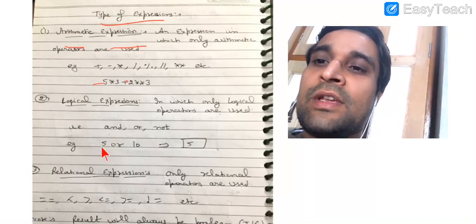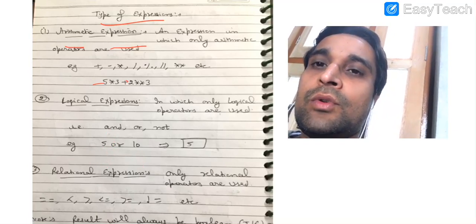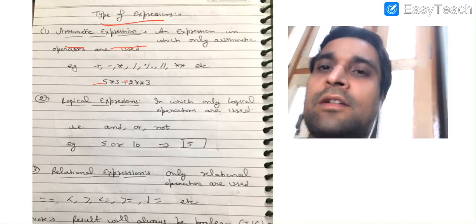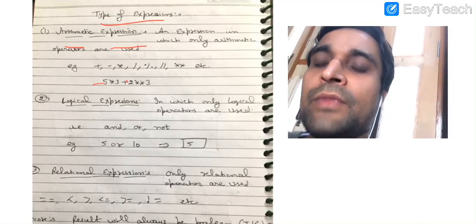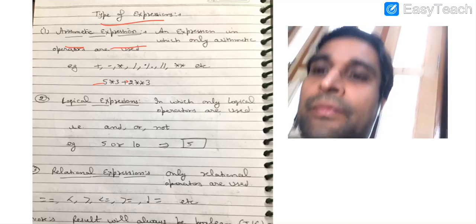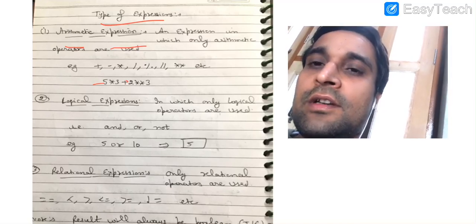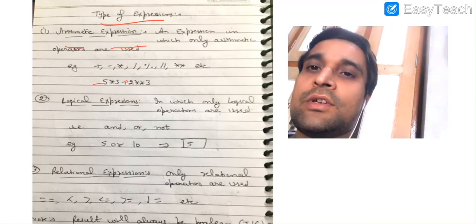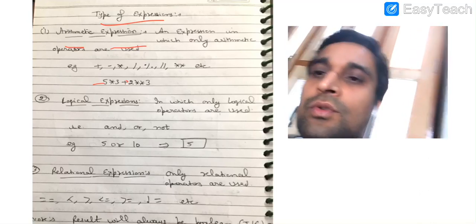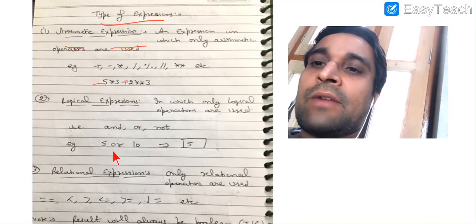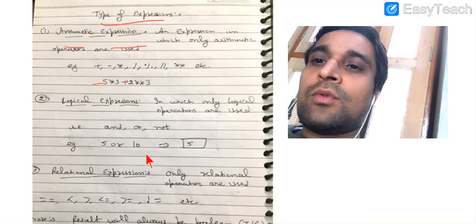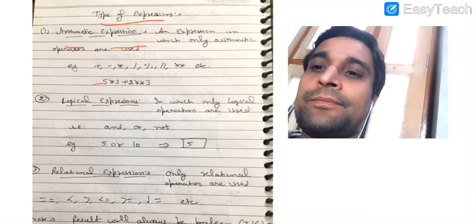In our example, we have written 5 or 10. You know about the OR operator, that it returns the result as true if any of the conditions is true, and 0 is considered as false and any other value is considered true. So, we write 5 or 10. Our first condition is true, so we are not going to check the next part. So, we are getting 5 as the result.